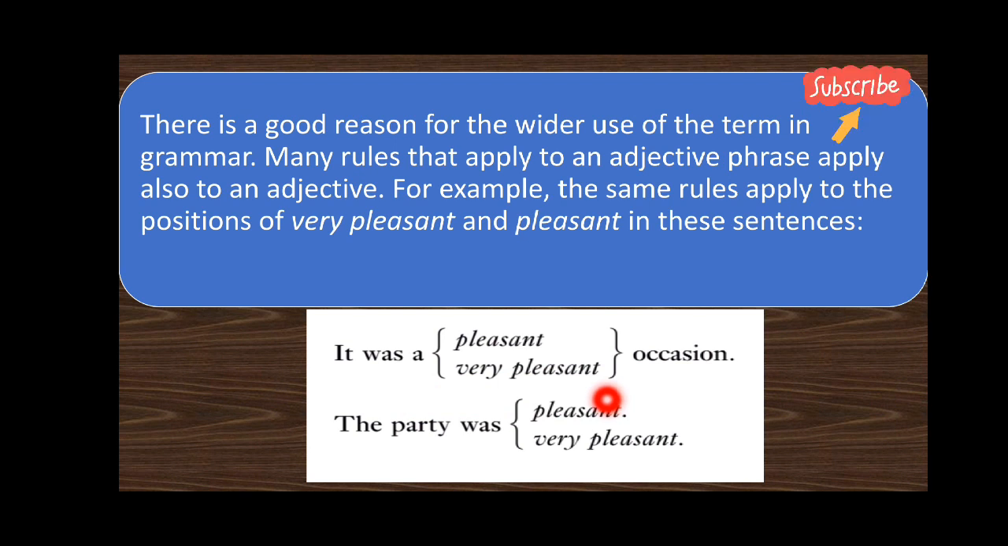So you can see that here the adjective or adjective phrase is used as a pre-modifier, and here the adjective phrase is used as a post-modifier. So the party was pleasant, or the party was very pleasant. Where we can use an adjective phrase, very pleasant, we can also use the adjective pleasant. That's why we call pleasant also an adjective phrase, and very pleasant also an adjective phrase. I hope you got it.